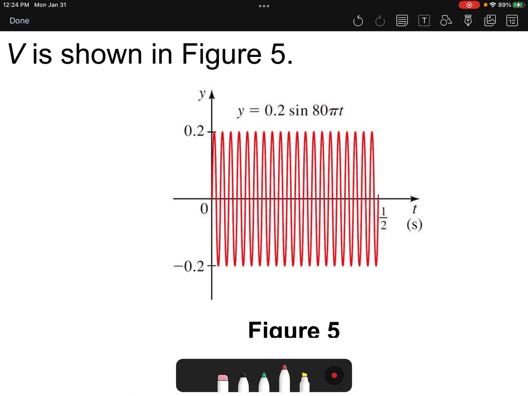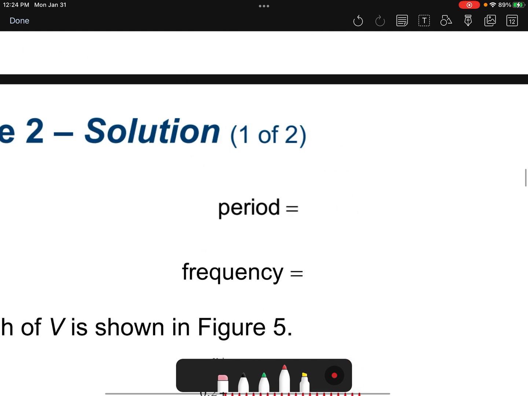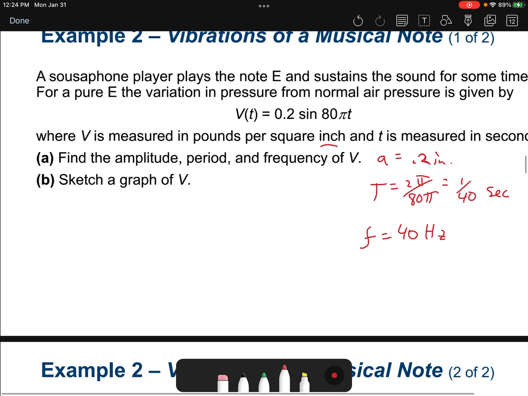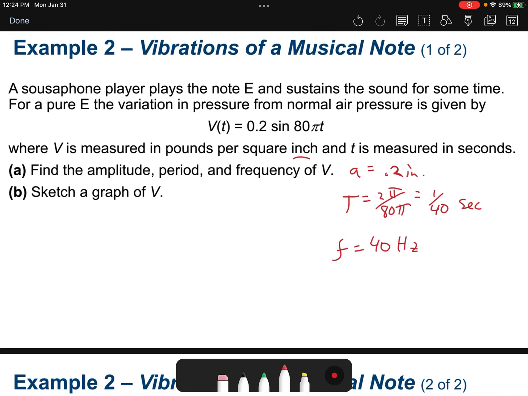The period is short. It's only 1/40th of a second. So from there to there, 1/40th of a second. And the amplitude, well, it's not very loud. 0.2, what do we say, inches? It wouldn't be loudness then, would it? Air pressure. Okay, because we're talking about air pressure here. So amplitude would be in inches.